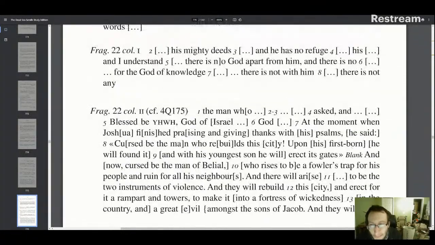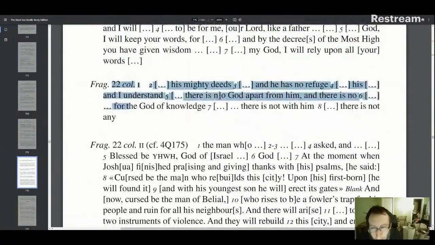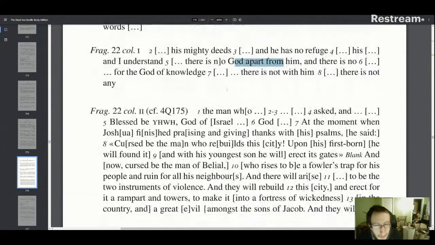But now we do have fragment 22, 2 columns, and we know for sure that this is indeed from the Joshua Apocryphon. So here's what it says. Column 1: "his mighty deeds, he has no refuge. No God apart from him." It's very fragmentary. Then it says, "Blessed be Yahweh, God of Israel." At the moment when Joshua finished praising and giving thanks with his psalms.